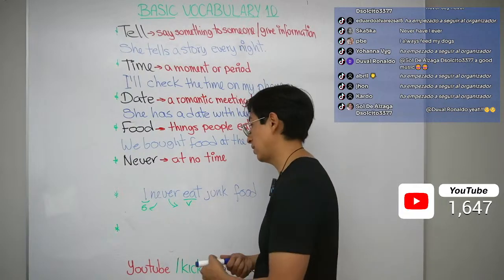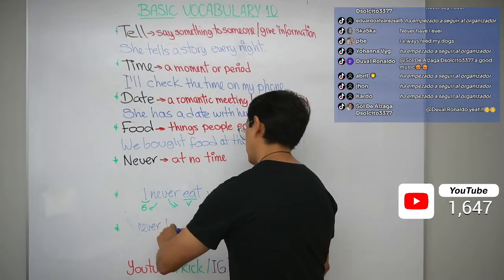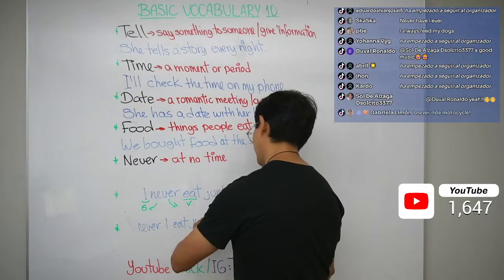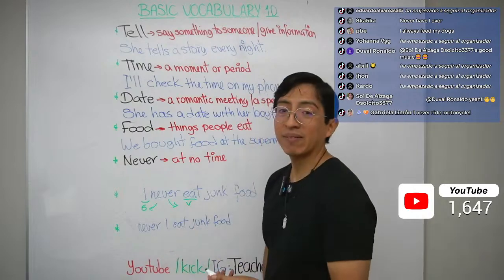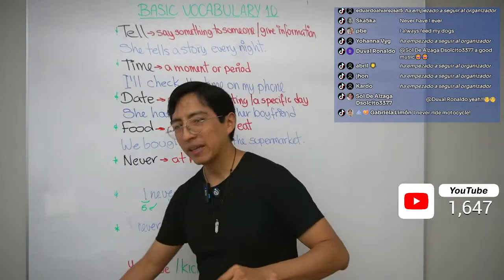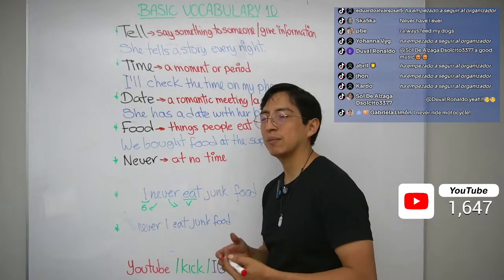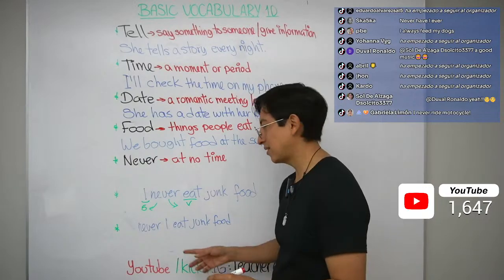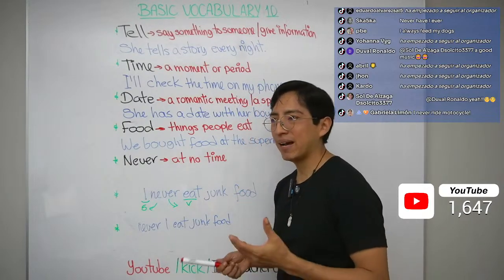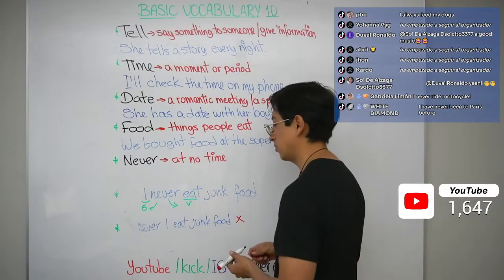So we never say something like this, for example. Never I eat junk food. No, this is not possible. Well, this is possible, but this is very for poems, for example. This is a very poetic sentence. But for everyday conversations, this is not recommendable. Okay, we're gonna put an X there.